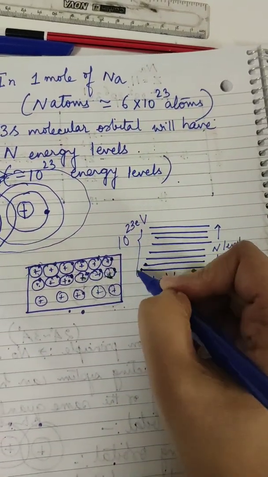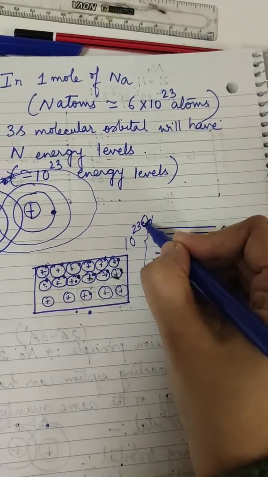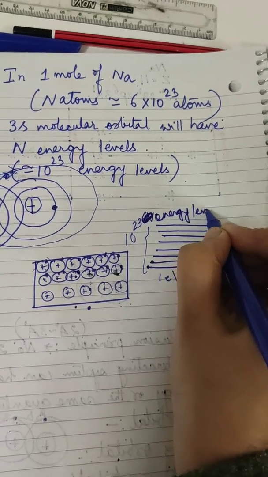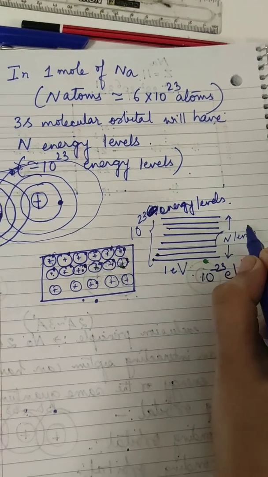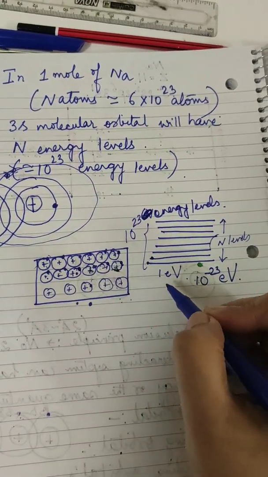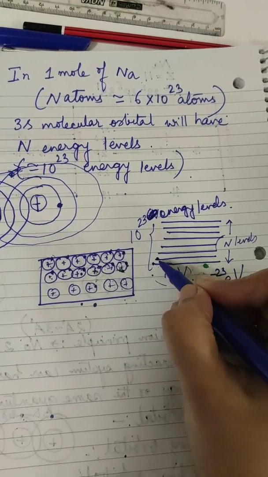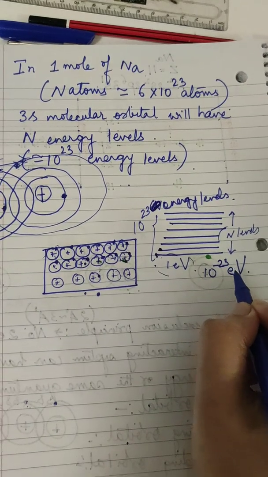This 10 to the power 23 electron volt, sorry, 10 to the power 23 energy levels. There are 10 to the power 23 energy levels, n energy levels, and they have a width of 1 electron volt. So the difference between two energy levels is 10 to the power minus 23 electron volt.